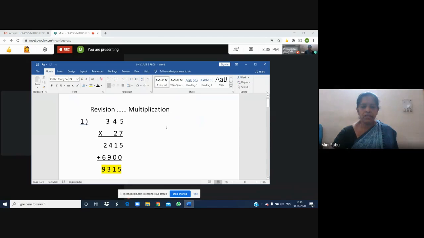Can you see my page? Can you see, children, the page? Yes, ma'am. Revision multiplication. Okay, okay.